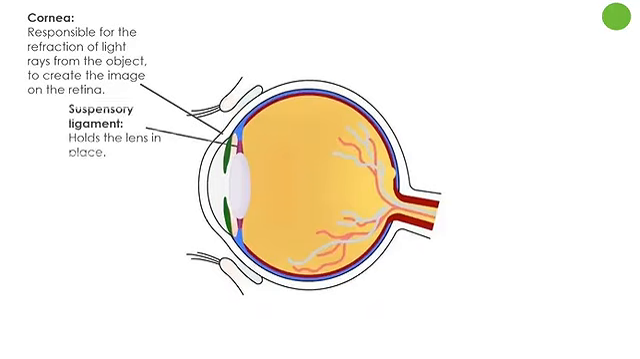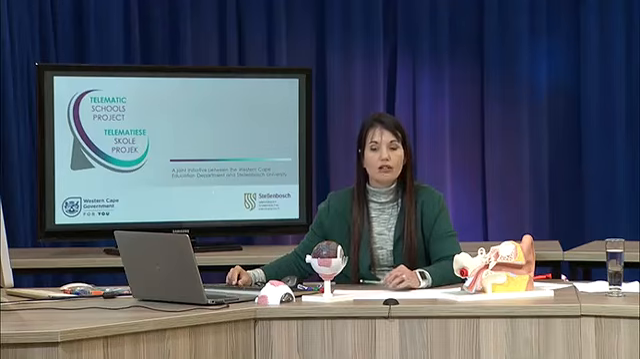The next part of the eye is then the suspensory ligaments. Now the suspensory ligaments are responsible to hold the lens in place. Now we can't see it in my model. I'm going to open the eye just now and then we will see the lens, but they won't show us the suspensory ligaments. Right, the next section of the eye is then our pupil.